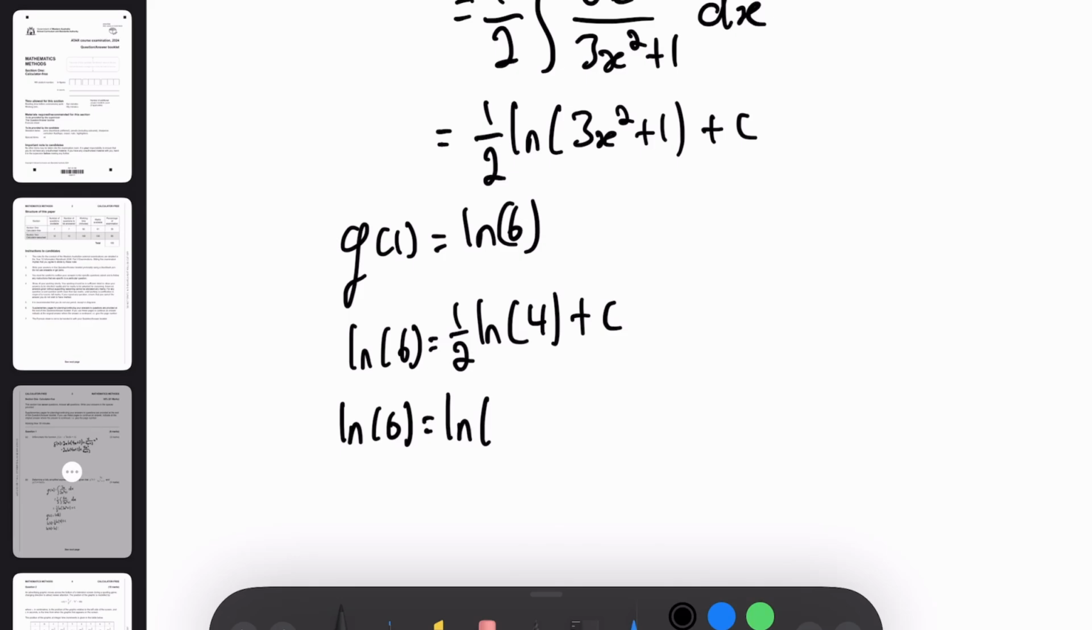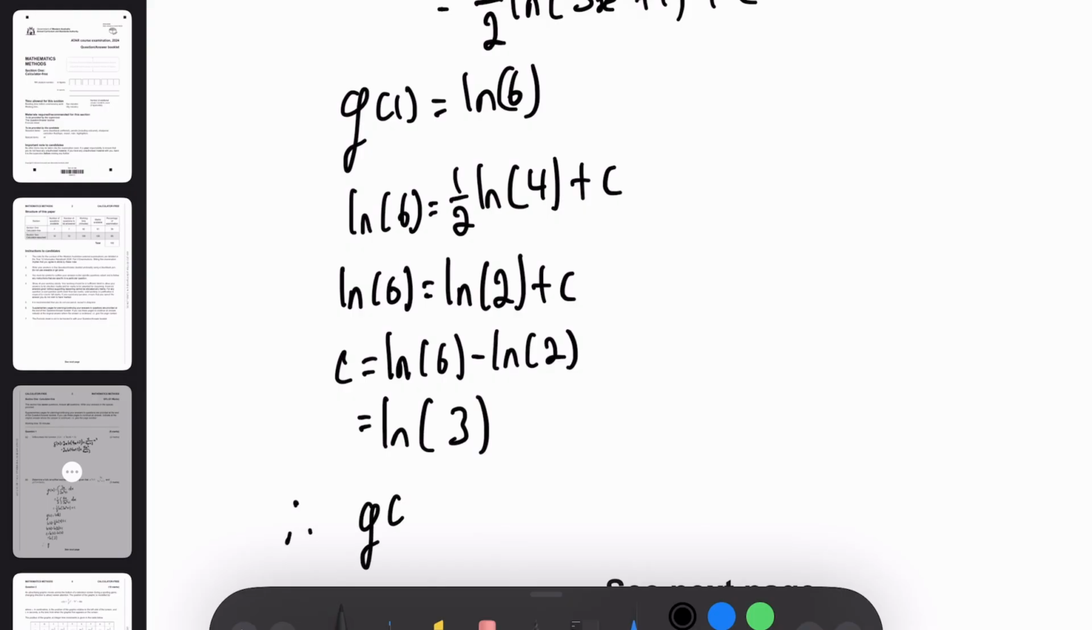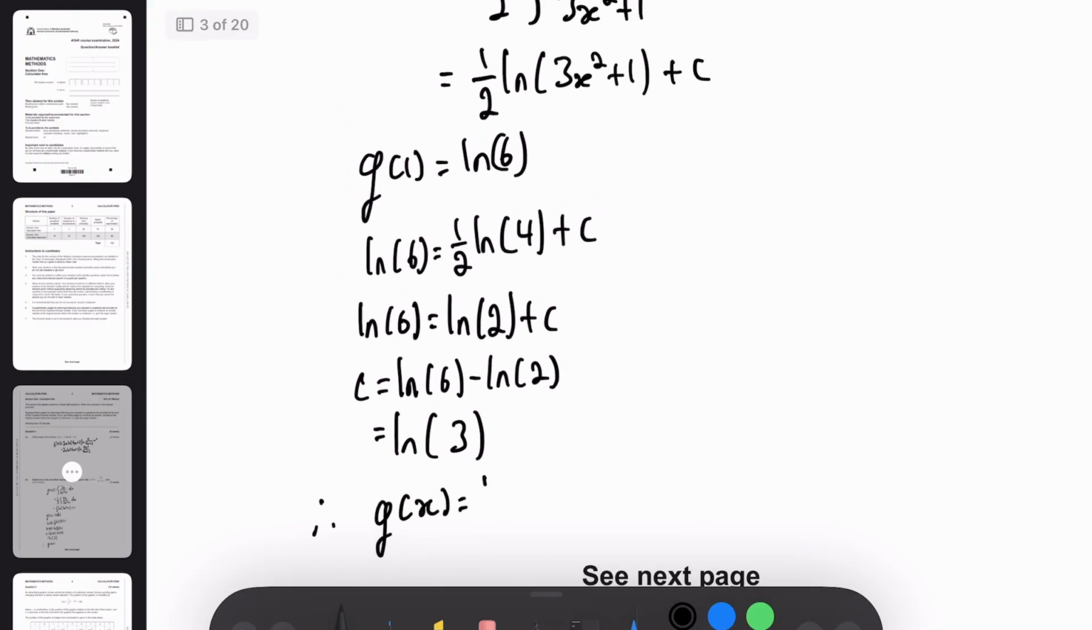Now when something's to the power of a half, remember we're taking the square root. The square root of 4 is pretty simple, it's 2, so ln of 2 plus c. So then we know that c is going to be equal to ln of 6 minus ln of 2. Then using another log rule, we know that when we're taking away logarithms from each other, we're actually dividing whatever's on the inside. So this is going to be 6 divided by 2, which is going to be ln of 3. Therefore, g of x is equal to half ln of 3x squared plus 1 plus ln of 3.